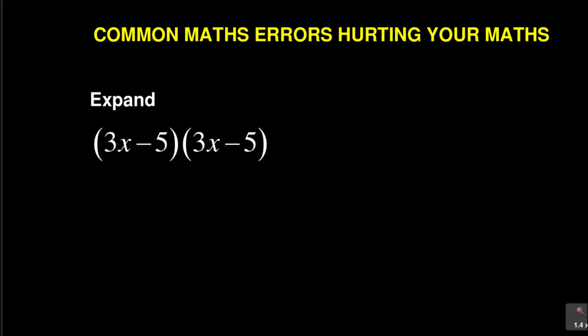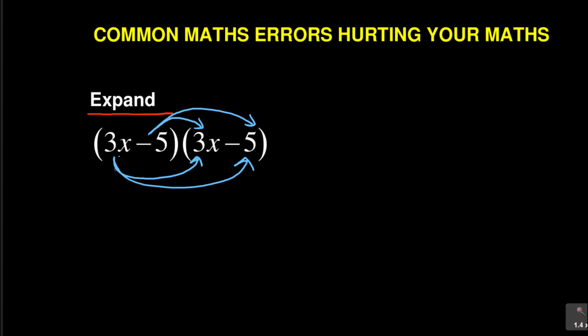Another common error: students are supposed to expand here. It says expand (3x minus 5)(3x minus 5). It looks simpler, but students sometimes trip here. You find that they always get challenged in that. They use the FOIL method: 3x multiplies 3x, that multiplies that, and that multiplies that. So this is what they will do.